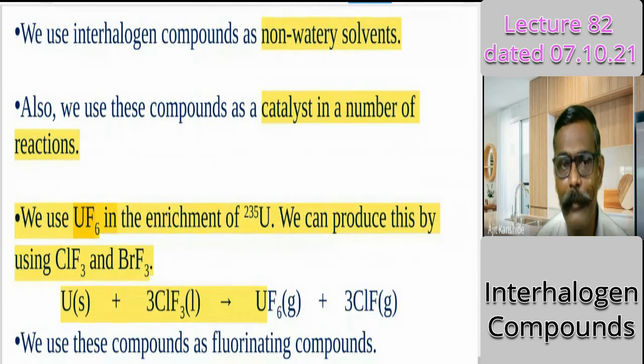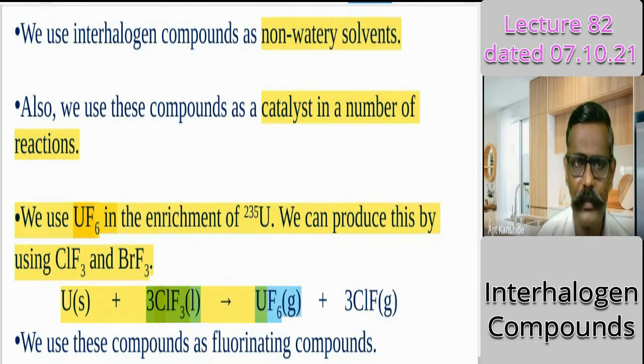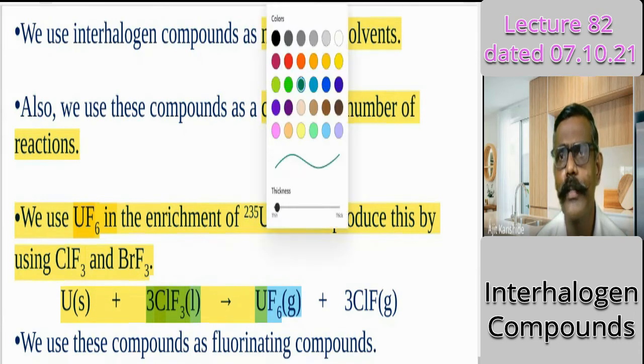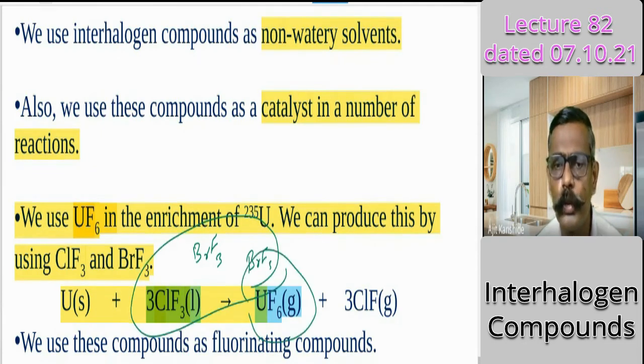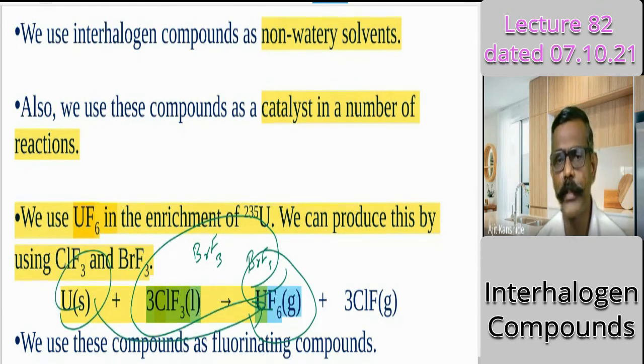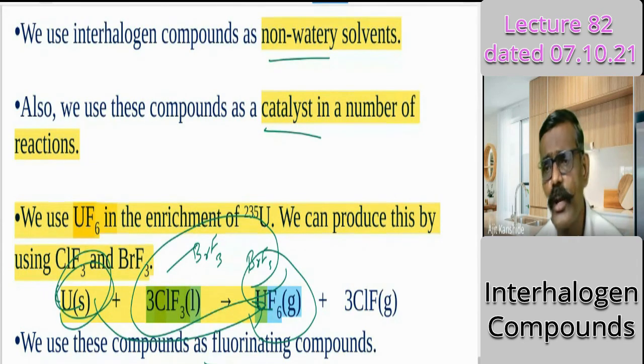Here, while giving an example, I had given BrF3. Here, ClF3 is the example given to produce UF6. Means you can consider ClF3, or BrF3, or BrF5, all are sources of fluorine to undergo the fluorination of uranium to produce UF6. That's our point of interest. These compounds are fluorinating agents. These are the applications of these compounds: non-aqueous solvents, catalysts, and especially fluorination of uranium, as a general fluorination agent.